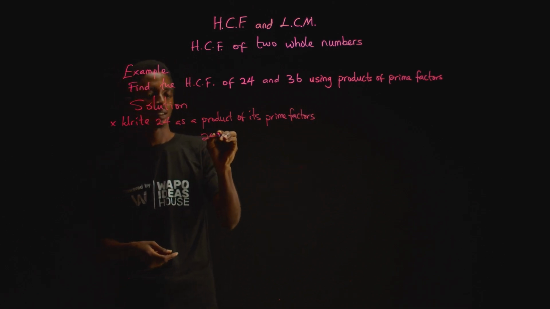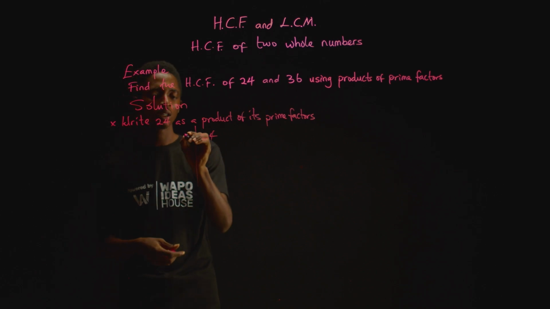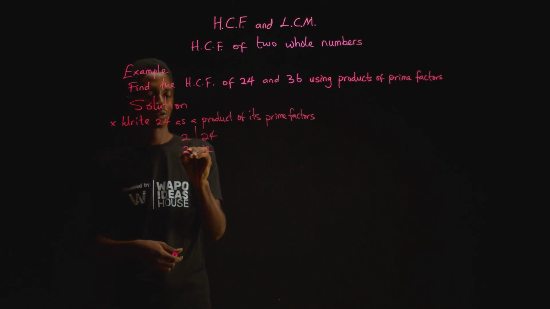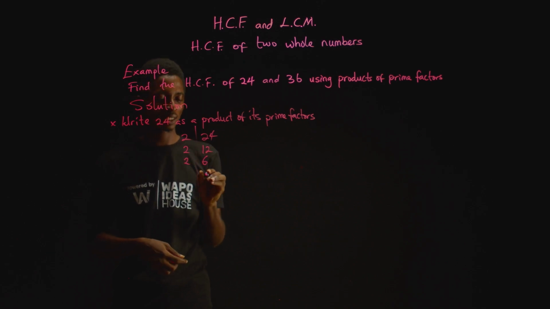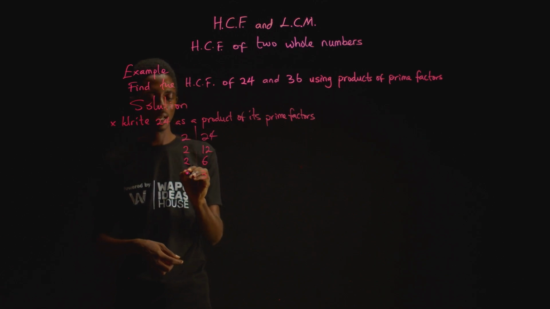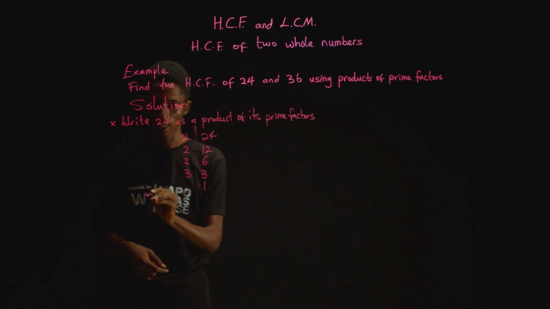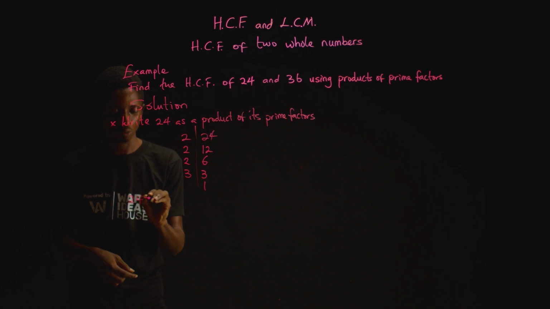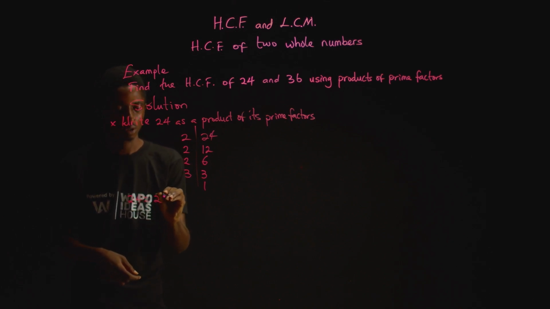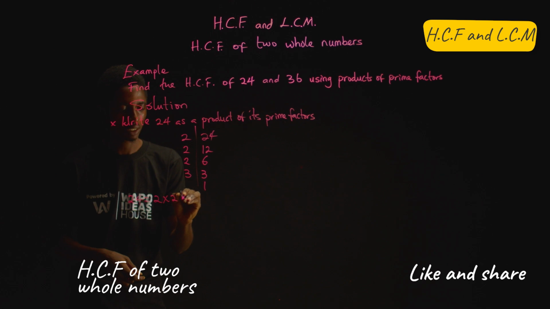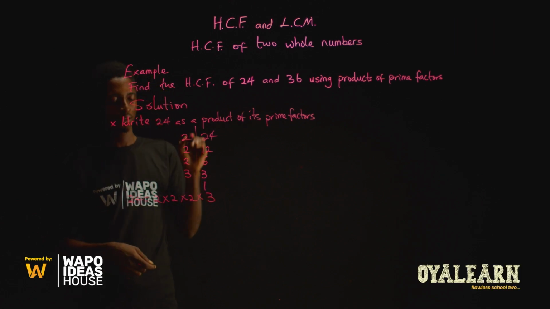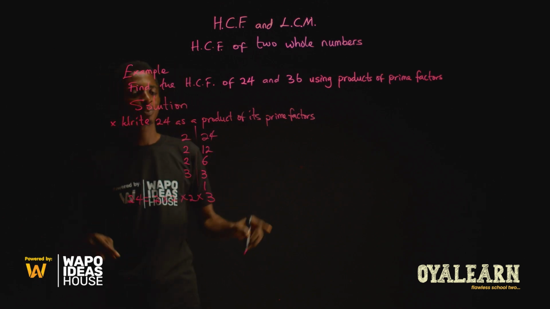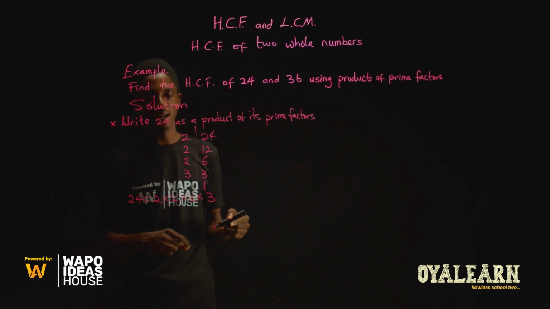And now let's go. In 24, 2 will go 12 times. 2 will go in 12 6 times. 2 will go in 6 3 times. And 3 in 3 once. Making 24 to be 2 multiplied by 2 multiplied by 2 multiplied by 3. Now we have expressed 24 as a product of its prime factors.